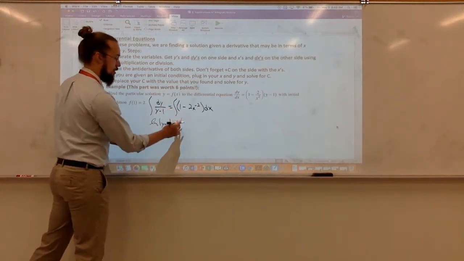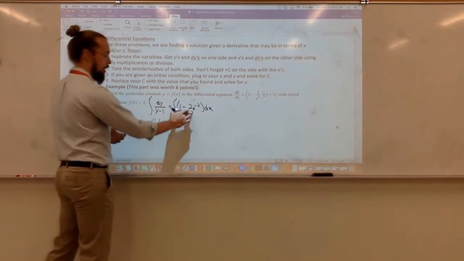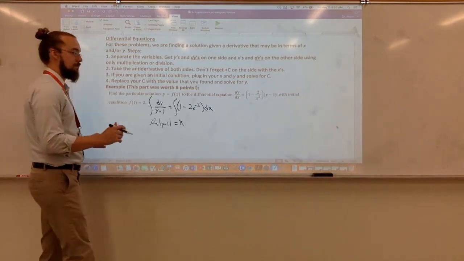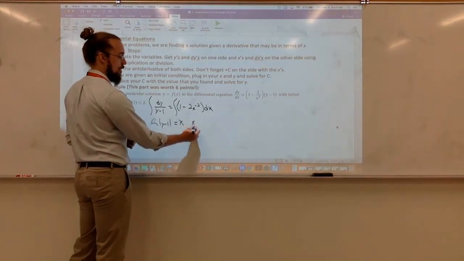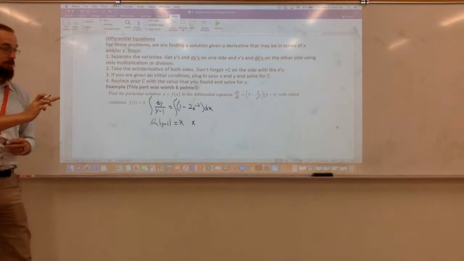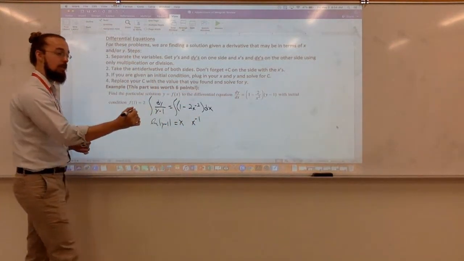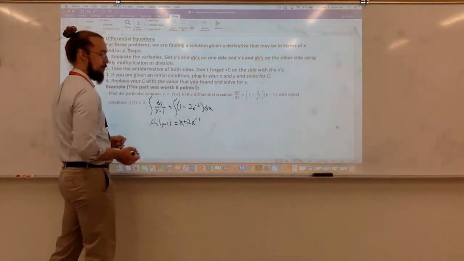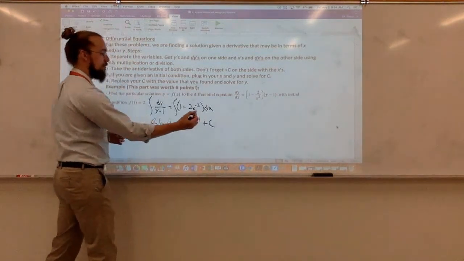Then over here, the antiderivative of 1 is x. How about the antiderivative of negative 2x to the negative second? So we add 1 to the exponent. Negative 2 plus 1 would be negative 1, and then you divide by the new exponent, so it's going to be positive 2x to the negative first. And then don't forget your plus c.